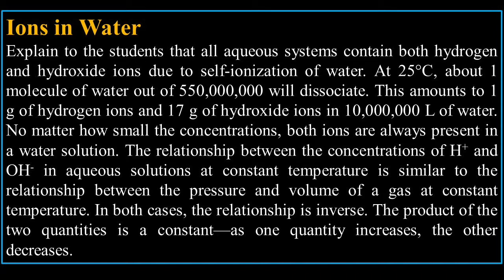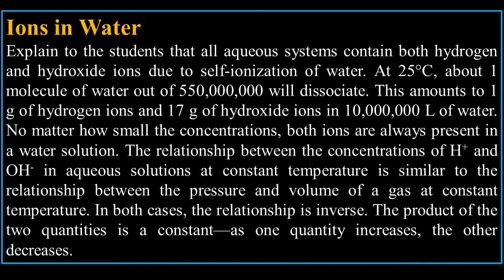Ions in water. Explain to the students that all aqueous systems contain both hydrogen and hydroxide ions due to self-ionization of water. At 25 degrees Celsius, about 1 molecule of water out of 550 million will dissociate. This amounts to 1 gram of hydrogen ions and 17 grams of hydroxide ions in 10,000 liters of water. No matter how small the concentration, both ions are always present in a water solution.